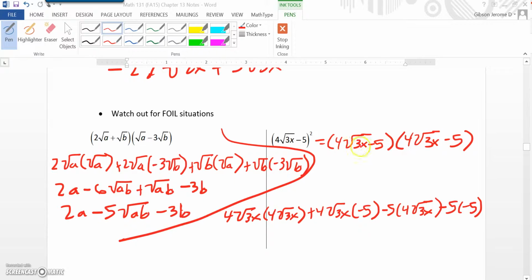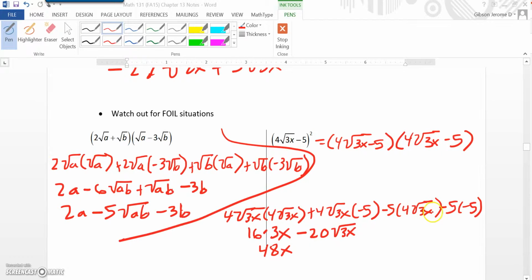So we distributed all four: we distributed this first term by these two terms and the second term by these two terms. So now we multiply. 4 times 4 we know is 16. Square root of 3x times the square root of 3x we know would give us 3x. So we add 16 times 3x, which we know would be 48x. Now we would take 4 times the square root of 3x times -5, which would give us a -20 times the square root of 3x.